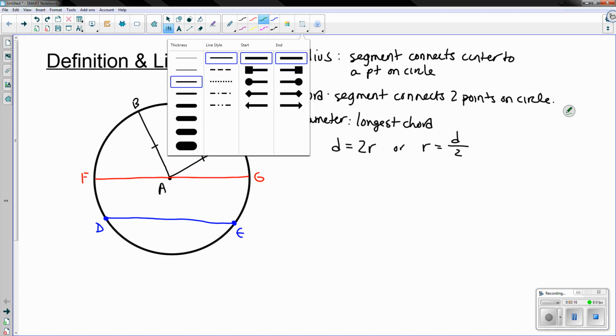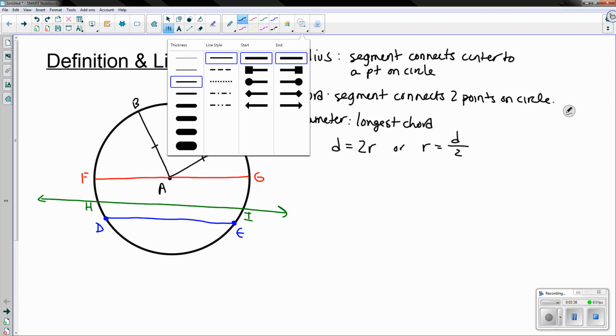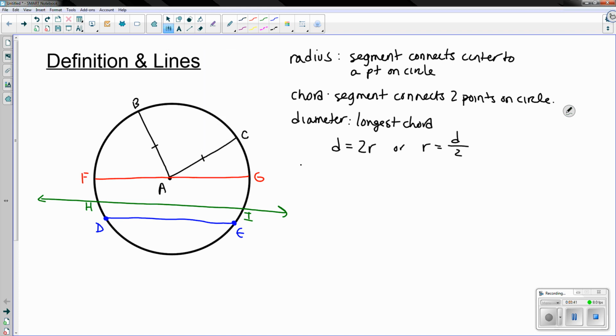Now, what about lines? If we extend beyond the boundary of the circle with, say, a line that intersects a circle at 2 points, H and I, we can see segment HI is a chord. So imagine if we just extend beyond in either direction. That line is called a secant line. Secant means to cut. And you can see that that makes sense and is appropriate for that line because we are cutting the circle.